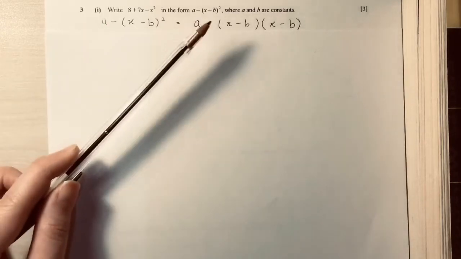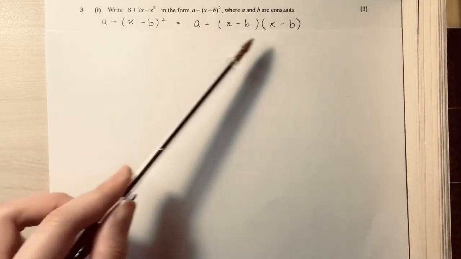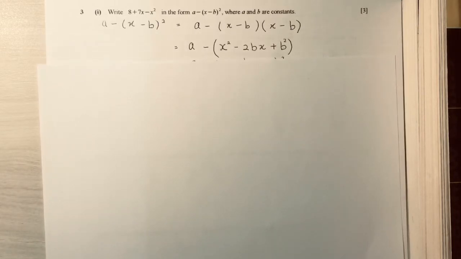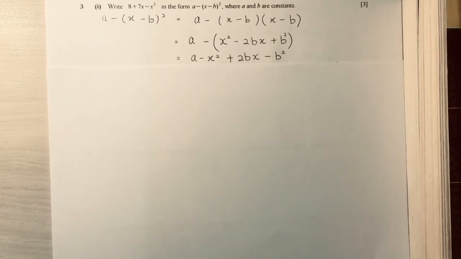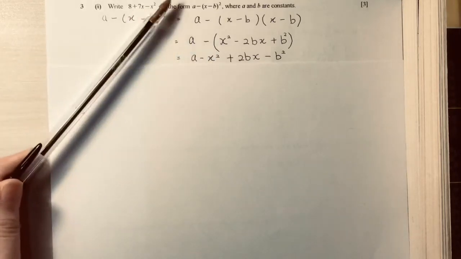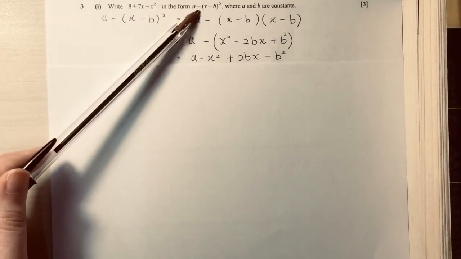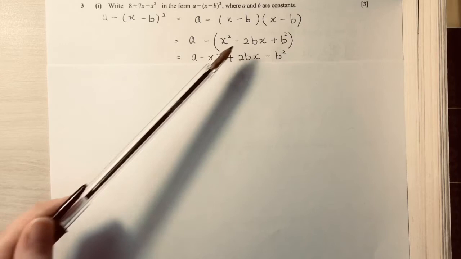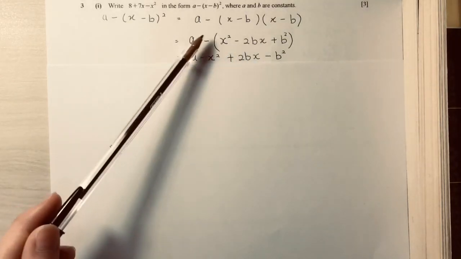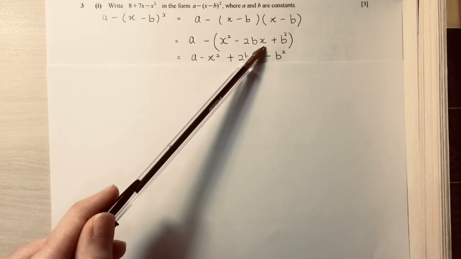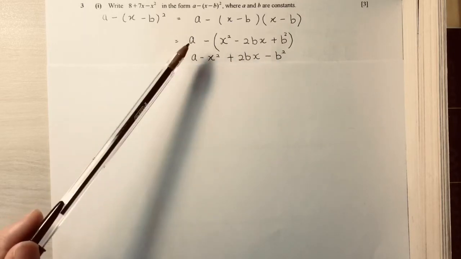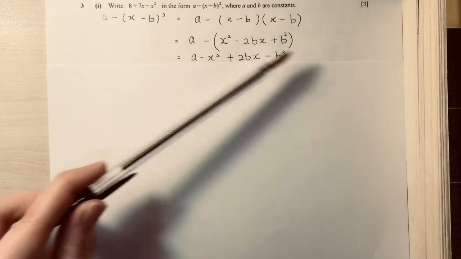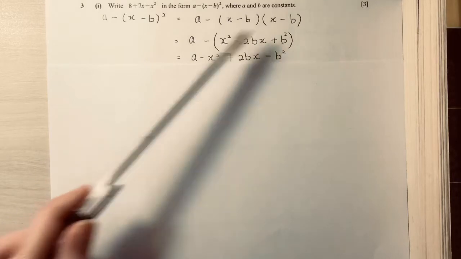The bracket x minus b squared can be written this way, and then you just have to carry out your normal expanding method. Notice that in front of the bracket here is a negative sign, and the negative sign might affect the sign inside the bracket. So the negative here will turn negative 2bx into a positive 2bx, and it will turn a positive b squared into negative b squared. So this is the only part that you have to watch out for when you expand this equation.